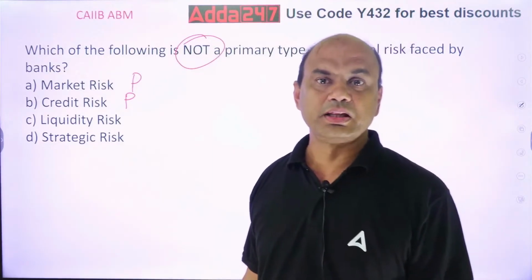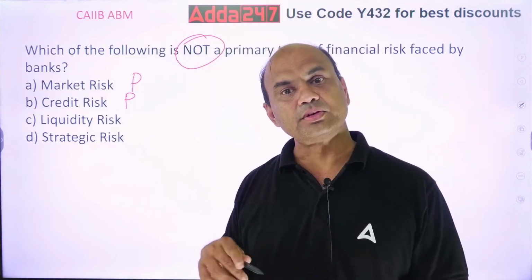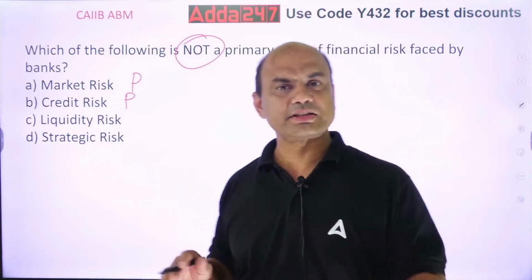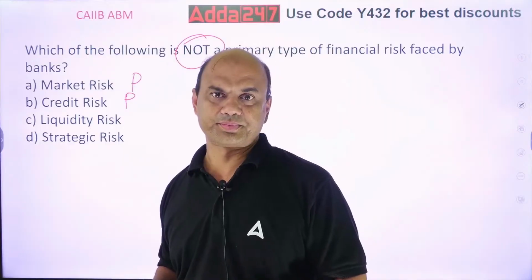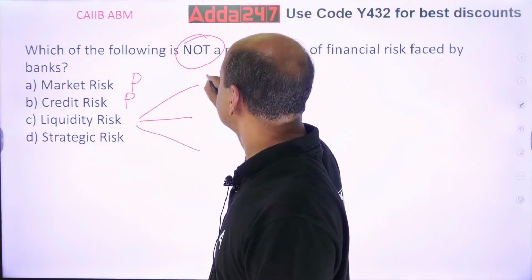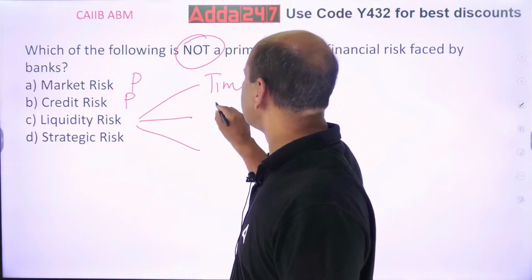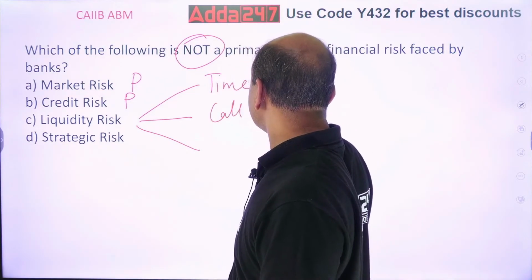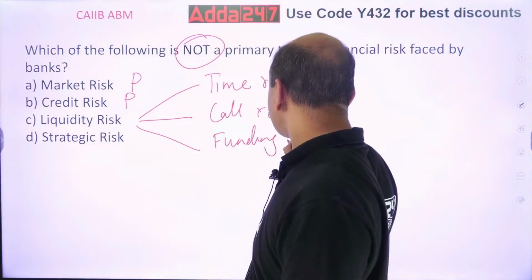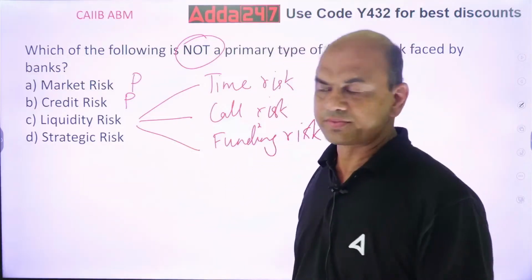Liquidity risk. We did this in BFM earlier. Liquidity risk is mainly of three types. Kindly note. One is time risk. Second is call risk. And third one is funding risk. Remember, although this is not the answer, you have to remember the concepts. I am not here to just give you the answers and move on.